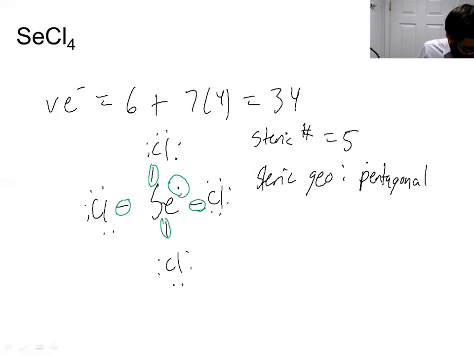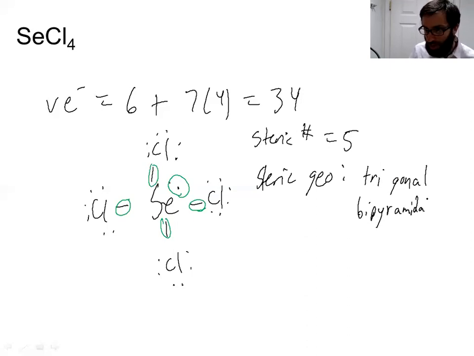Sorry, not pentagonal. Sorry, guys. Thinking about steric geometry 7, which is not something you guys learn. Steric number 5 is trigonal bipyramidal. 7, by the way, happens to be pentagonal bipyramidal, which we don't go over in this course, but there's cool higher steric numbers out there.